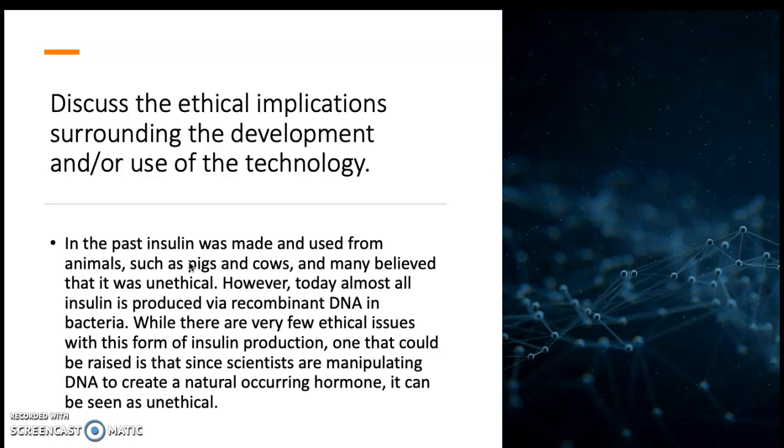While there are very few ethical issues with this form of insulin production, one that could be raised is that since scientists are manipulating DNA to create a naturally occurring hormone, it can be seen as unethical.